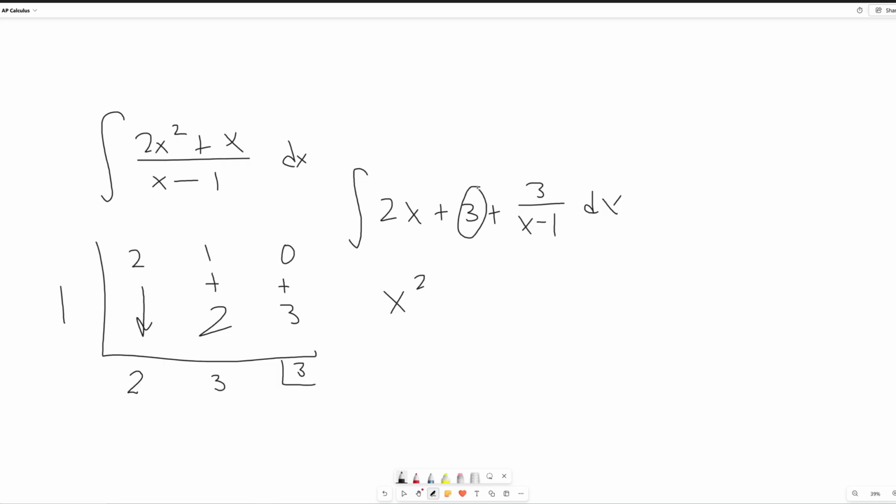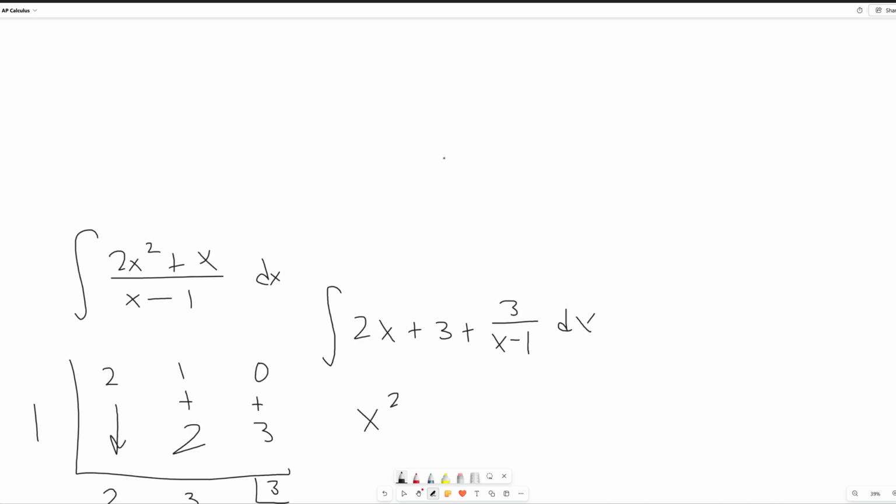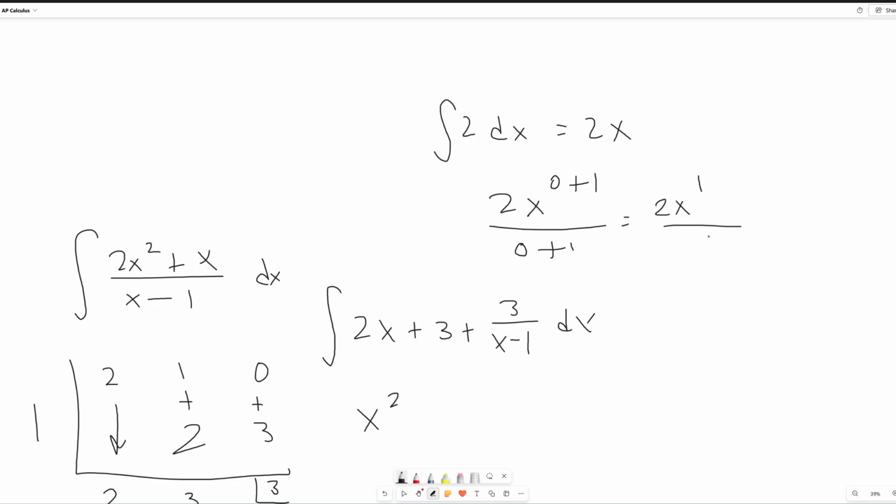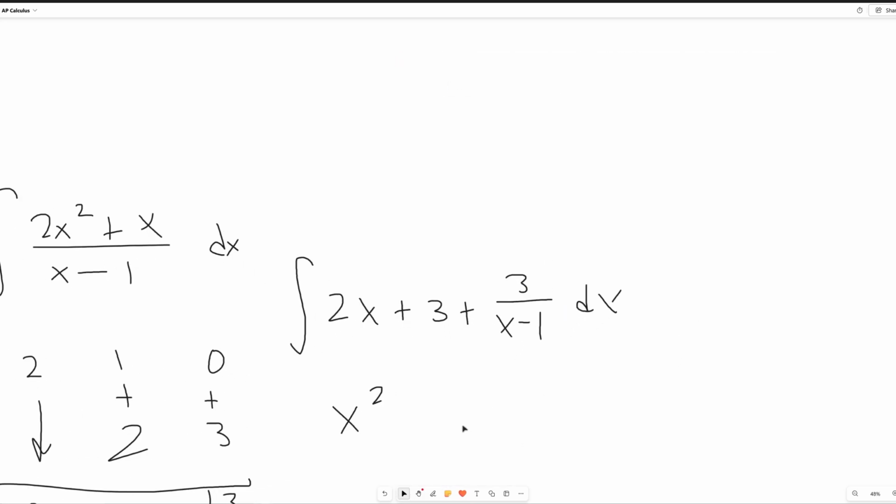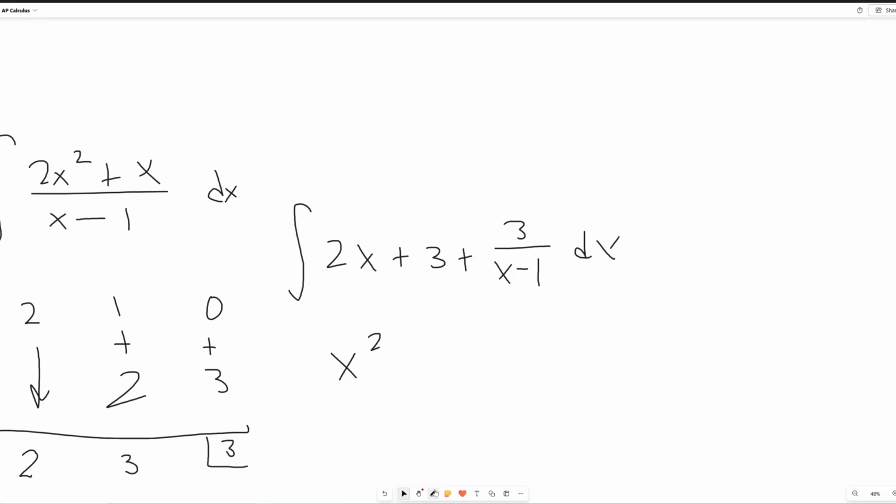The integral of any constant, again, you just add an x term onto it. So if you have the integral of 2, it is going to be 2x. And that's because 2x to the 0 plus 1 over 0 plus 1 is 2x to the 1 over 1. That's that relationship. It's just a power rule, but it can be a little bit confusing. So we're going to have 3x.